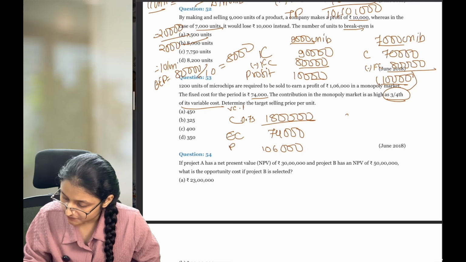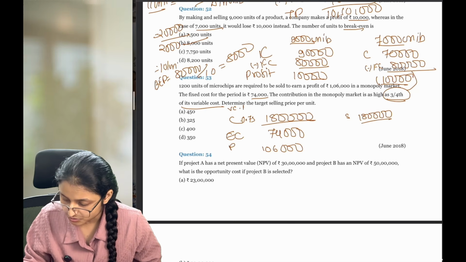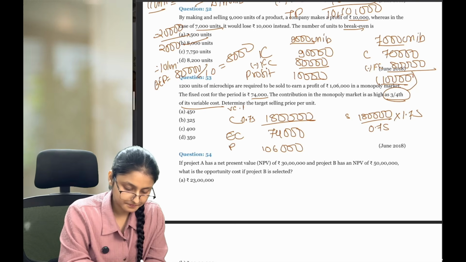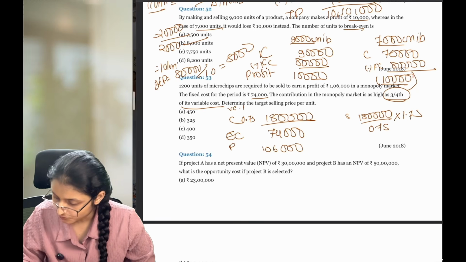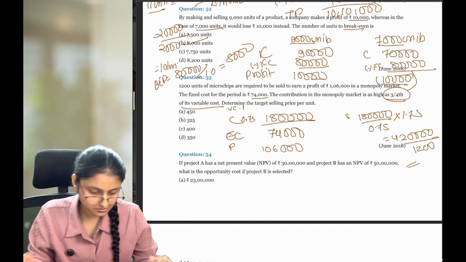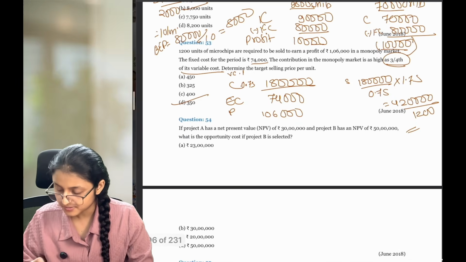And 1 plus 0.75, that means my sale is going to be 1.75. So 1,80,000 denotes 0.75. I want to calculate 1.75, which is equal to 4,20,000. Now this 4,20,000 is for 1,200 units. That means for every unit we are having 350 as the selling price.